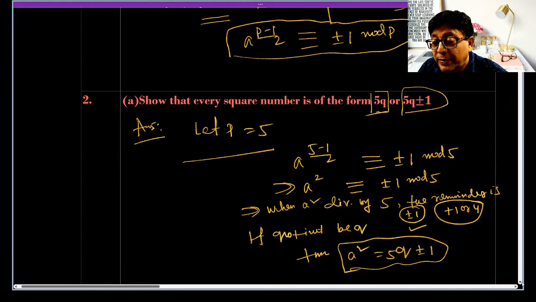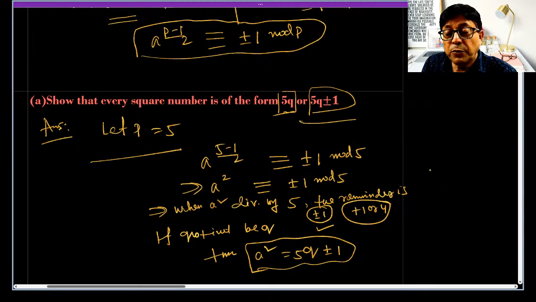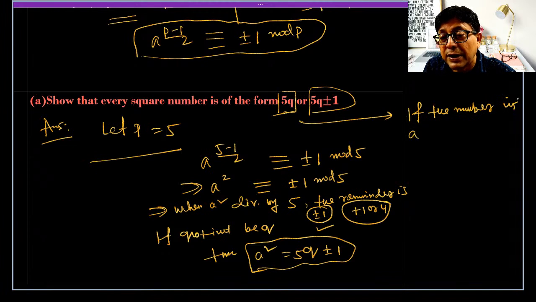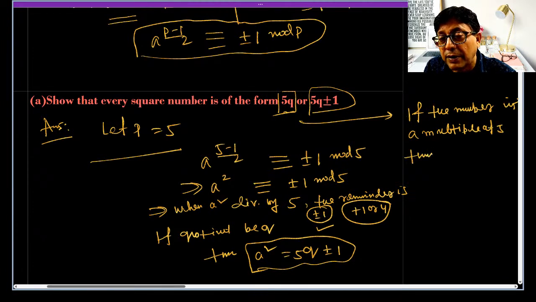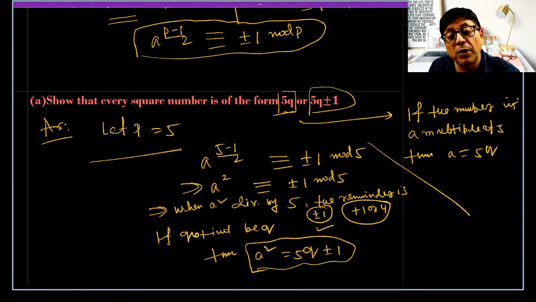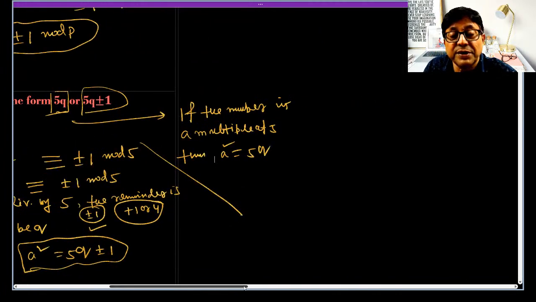Why? Because you will be writing it in this manner. I am proving this one: if the number is a multiple of 5, then a is already of the form 5q. You agree? If it is not, then a squared is of the form 5q. Let me go back there. I am doing it very fast.